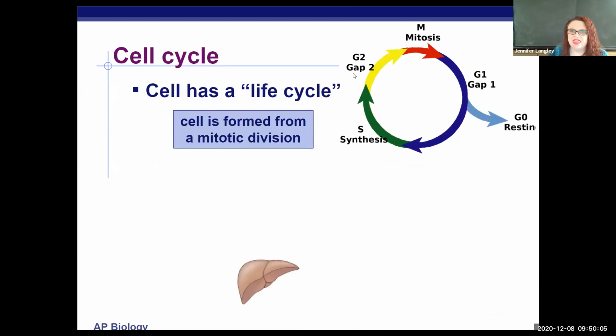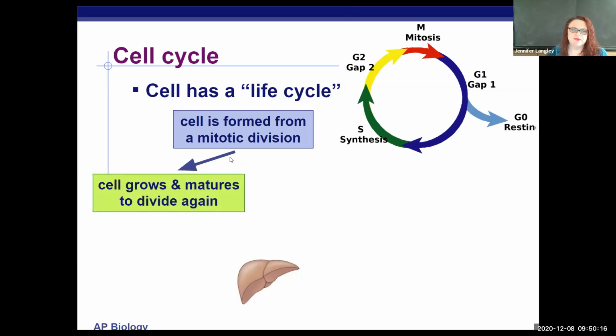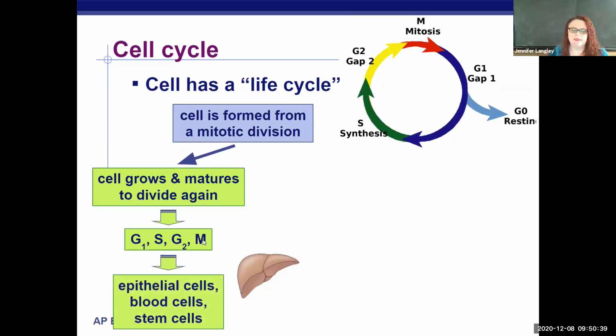Once signaled, then we go into the mitotic phase, okay? So we're actually going to do mitosis. Cells grow and mature and divide again, okay? That means that they're going to go through these parts of the cell cycle. So we have gap 1, S, gap 2, mitosis. Gap 1, S, and gap 2 happen during interphase, and then mitosis. We see this with epithelial cells, blood cells, some stem cells.